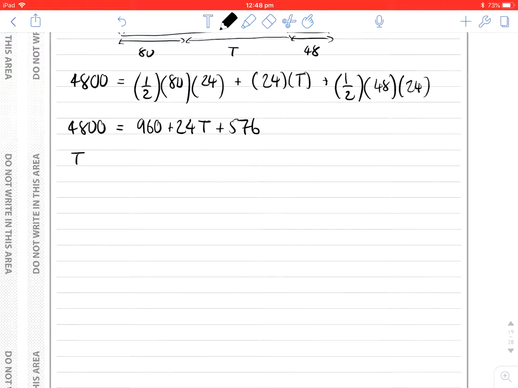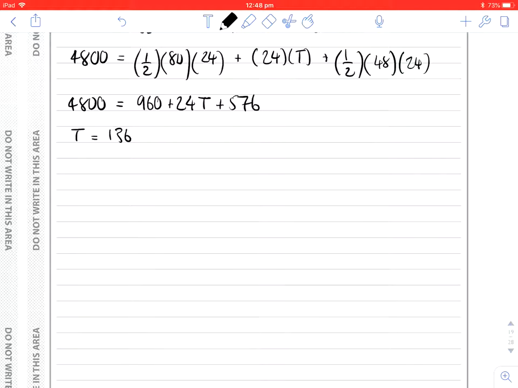That gives us a t value of 136. So if the t value is 136, we then need to say 80, add 136, add 48. For the total time is 264 seconds.